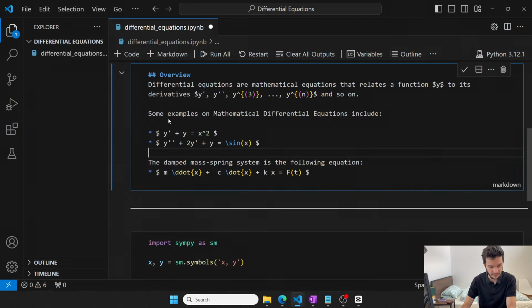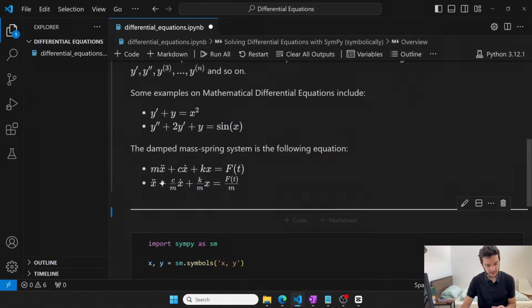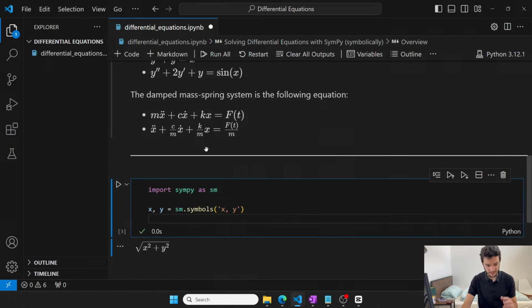So looking at our equation right here, which we want to divide by m, this would be our equation when we divide it by m. Now let's create this equation. By looking at it, we have k, c, and m, which are constants of our problem. And then we have a function f of t representing the external force. And we have our main focus x, which is also a function of t.